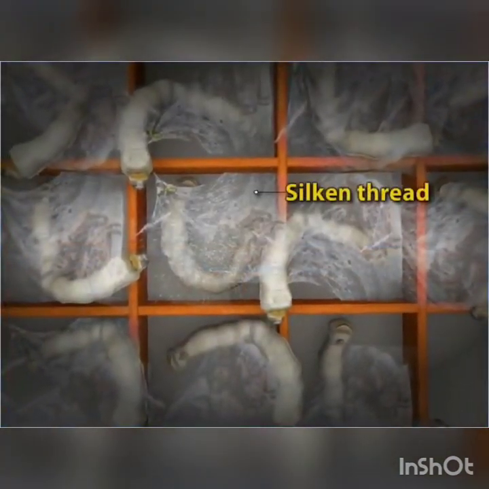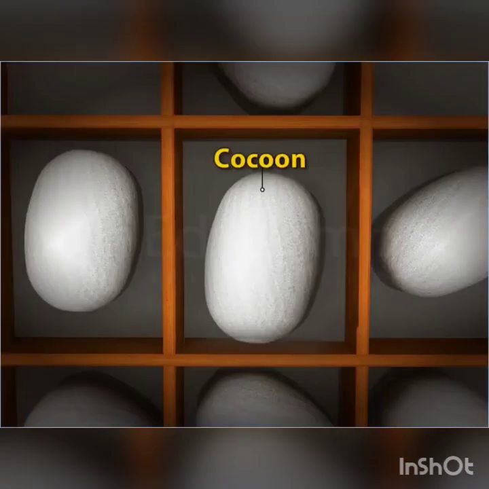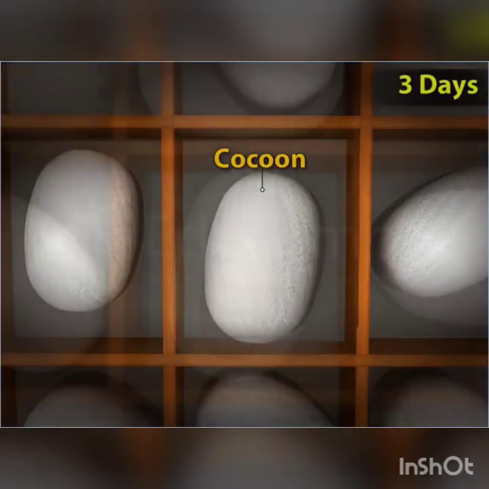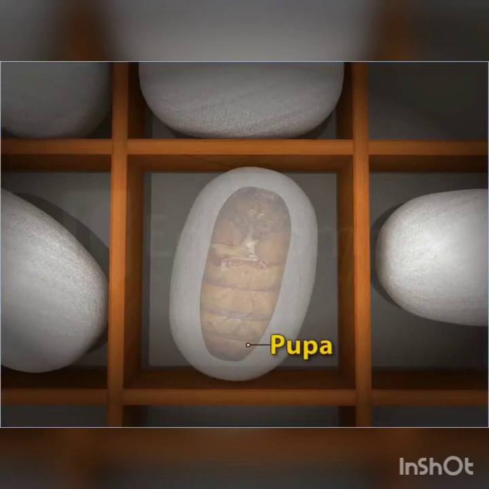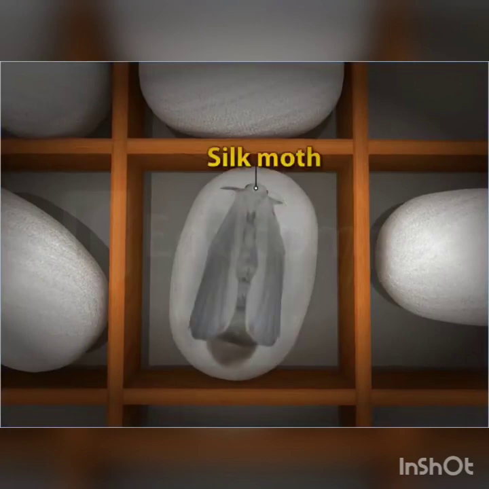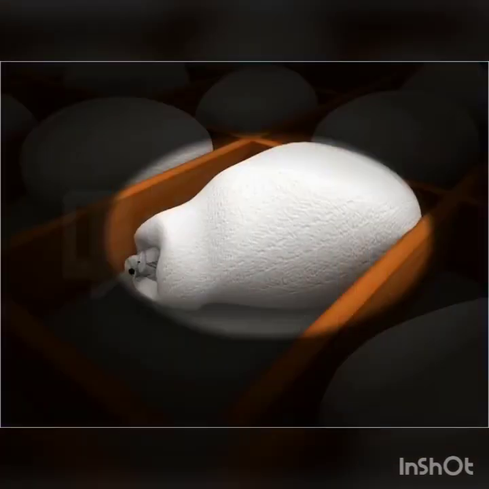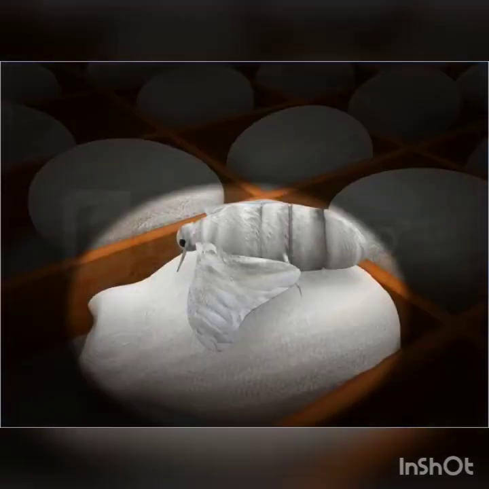Farmers transfer these larvae to mountages. Each larva then produces a single continuous silken thread and wraps this thread around itself to form a protective case called a cocoon. The cocoon formation completes in 3 days. The larva first changes into a pupa and then into an adult silk moth, which breaks the thread of the cocoon and comes out of it.